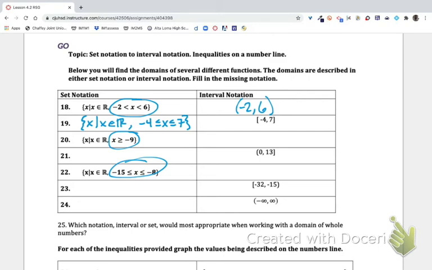For number 20, x is greater than or equal to -9. That's all it says. So think about what that means, and when you think about what it means, it should mean that it can include -9 because it's greater than or equal to, and then it can continue going all the way to infinity.